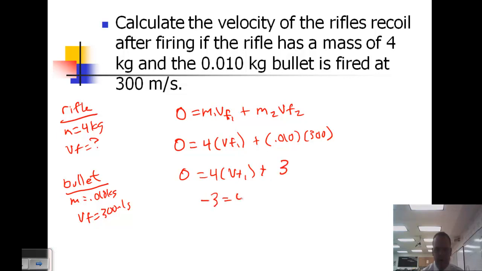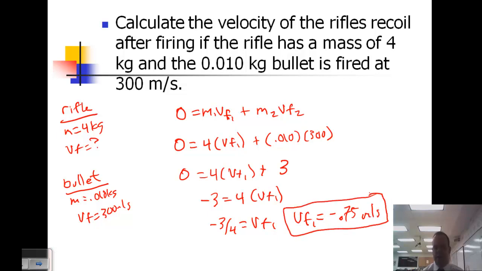So we get negative 3 equals 4 v final 1. So negative 3 divided by 4 equals v final 1. V final 1 is therefore negative 0.75 meters per second. It should be a significantly slower speed because it has significantly more mass.